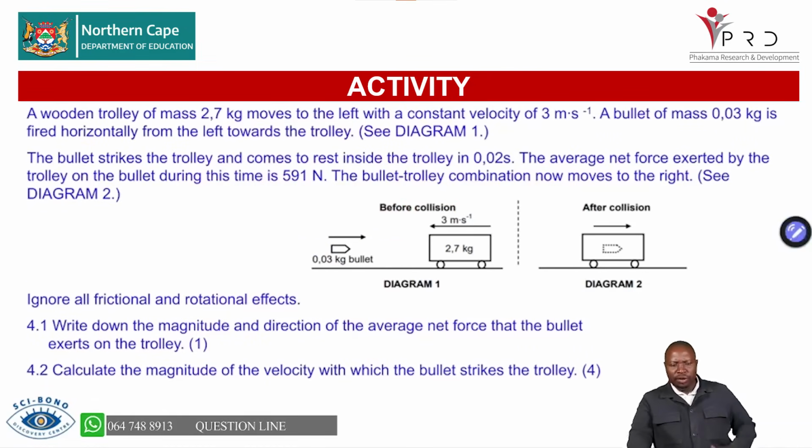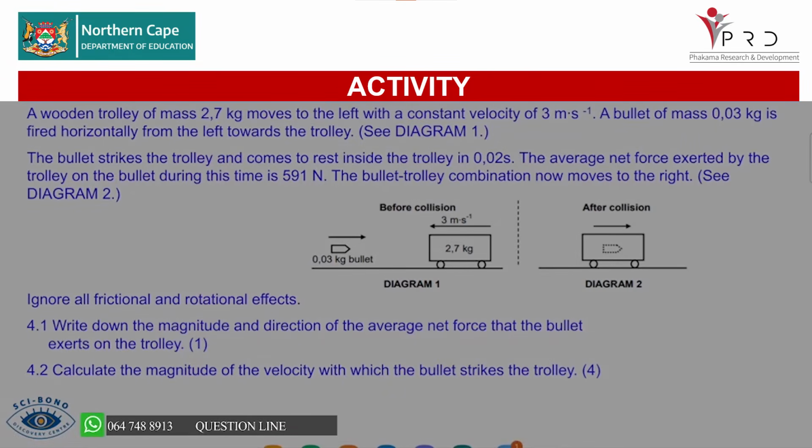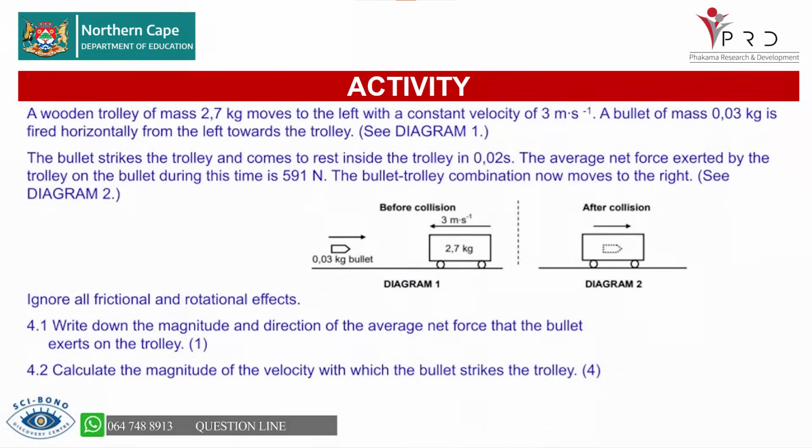Now, the main aim here is for you to remember how to go about doing these calculations. A wooden trolley of mass 2 kg moves to the left with a constant velocity of 3 meters per second. And a bullet of mass 0.03 kg is fired horizontally from the left towards the trolley.